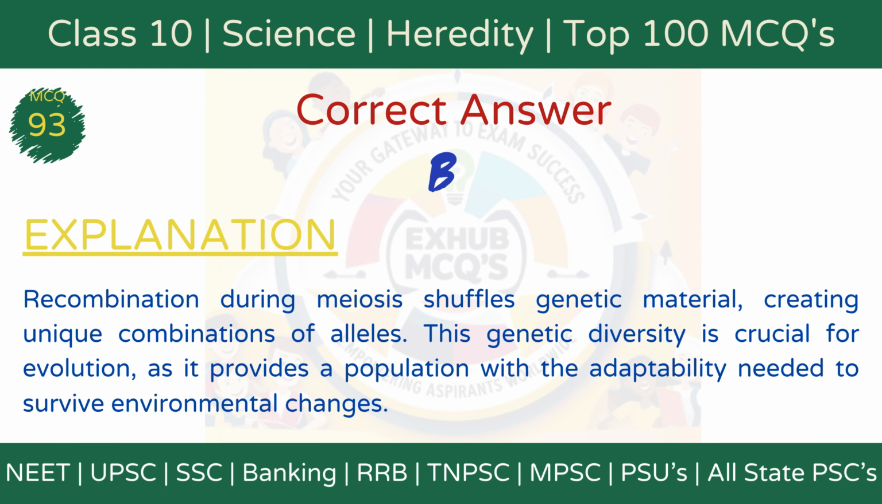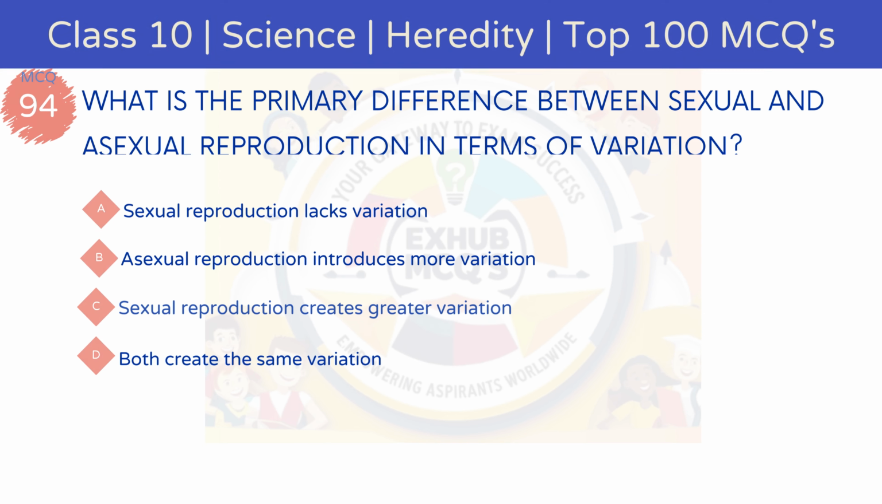The correct answer is option B, by introducing genetic diversity. Explanation. Recombination during meiosis shuffles genetic material, creating unique combinations of alleles. This genetic diversity is crucial for evolution as it provides a population with the adaptability needed to survive environmental changes.